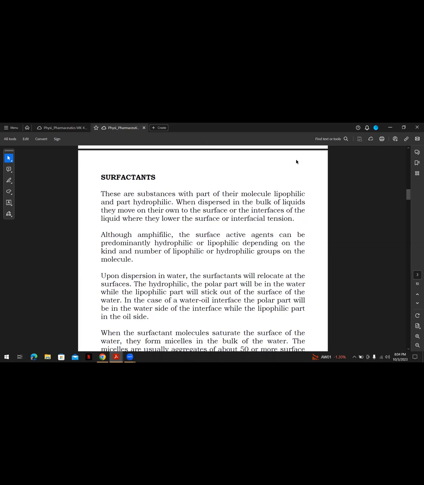Okay, so like the video was showing, surfactants are substances where part of their molecule is lipophilic and part of it is hydrophilic. So it just means one of them is attracted to water and one of them is attracted to what is it? Fatty things. Yeah. So when dispersed in the bulk of liquids, they move on their own to the surface or the interfaces in the liquid where they lower the surface or interfacial tension.